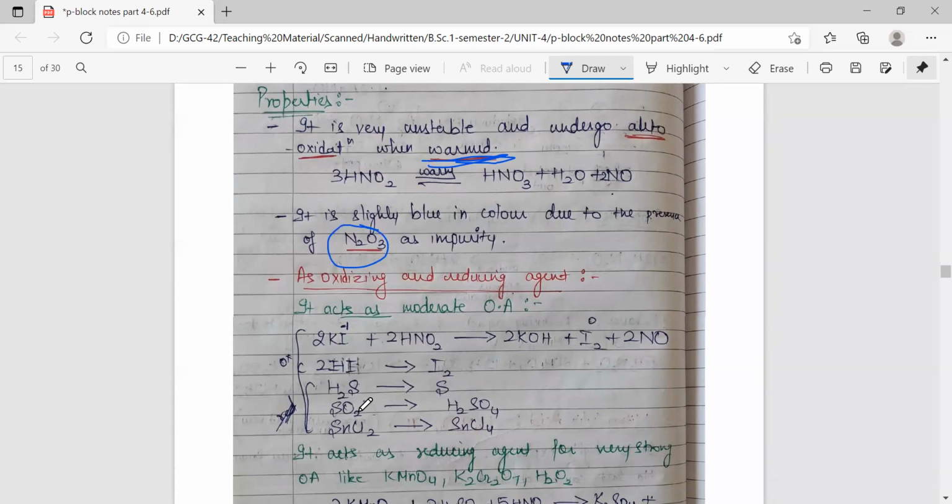It can be used both as an oxidizing as well as a reducing agent. It can act as a moderate oxidizing agent. It can oxidize iodine in its -1 oxidation state, when it is in the form of iodide, to iodine in 0 oxidation state. HI can be oxidized to I2, H2S, where sulfur is in -2 oxidation state, to sulfur in 0 oxidation state, SO2 to H2SO4, SnCl2 to SnCl4, that is, Sn in +2 oxidation state to Sn in +4 oxidation state.